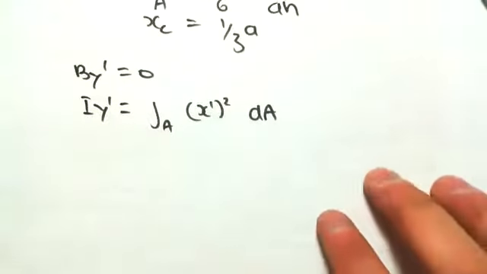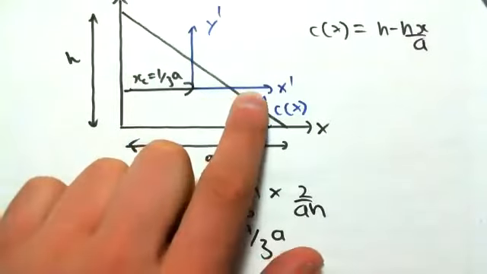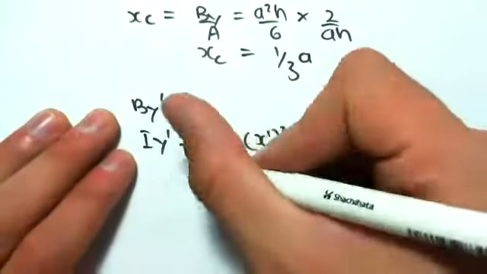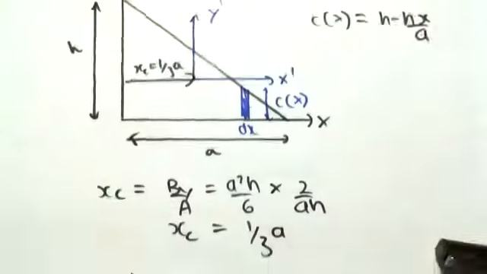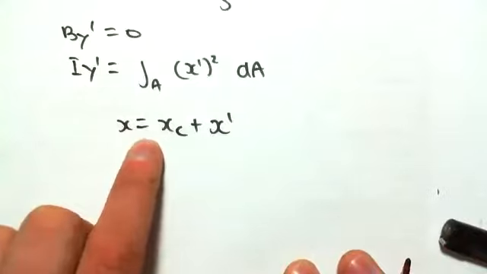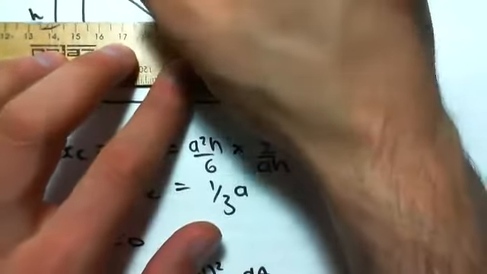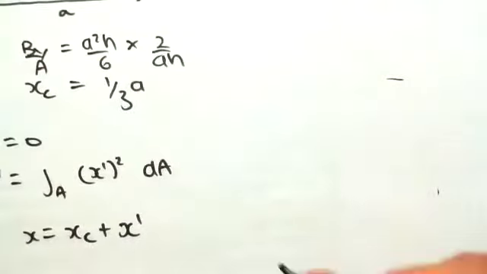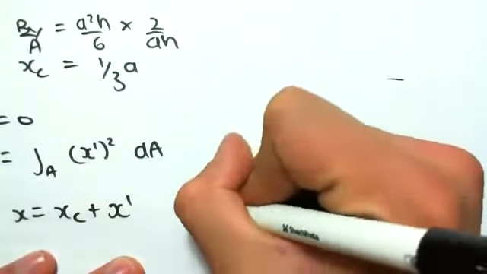So what we need to do is we need to relate the reference axis to the centroidal axis. So we're going to say that x equals xc plus x dash. So in other words, x equals xc, so that distance there, plus or minus the distance x dash, okay? And this ranges for x dash between 2/3 a and minus 1/3 a.